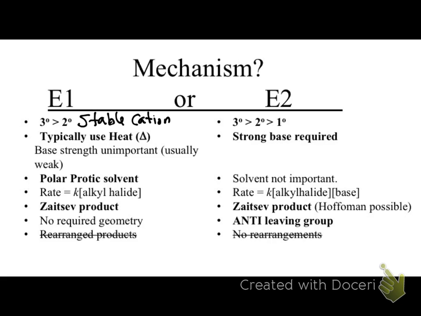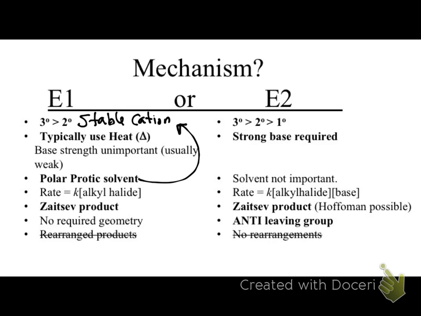Why is the base unimportant? Well, when is that bond broken? After we form our unstable intermediate, after we form that cation. So we don't typically care about the base. We're going to end up using a polar protic solvent. Why would we want the polar protic solvent? What does the polar protic solvent stabilize? It stabilizes our cation, just like in the SN1.